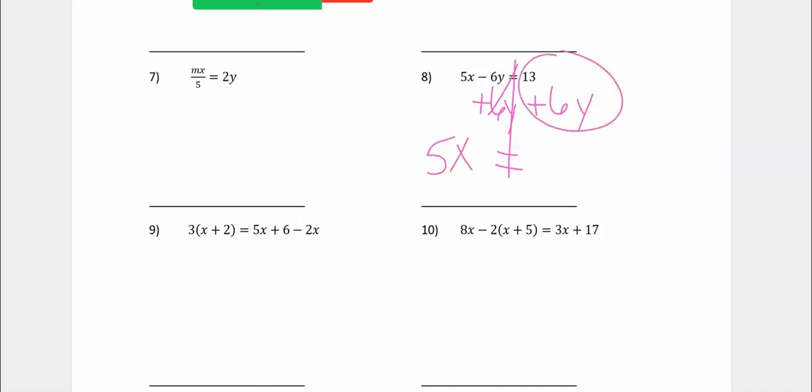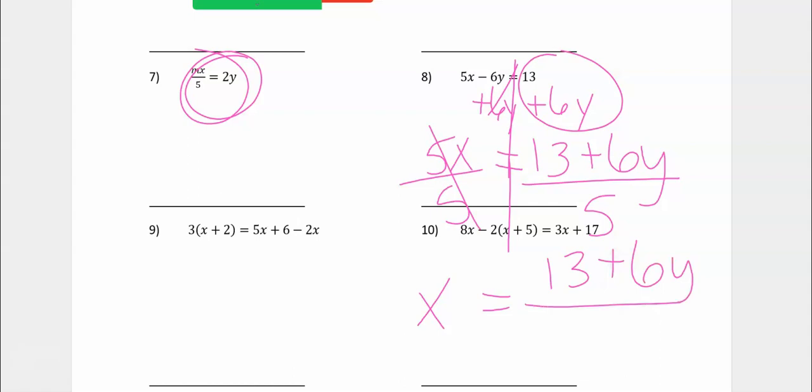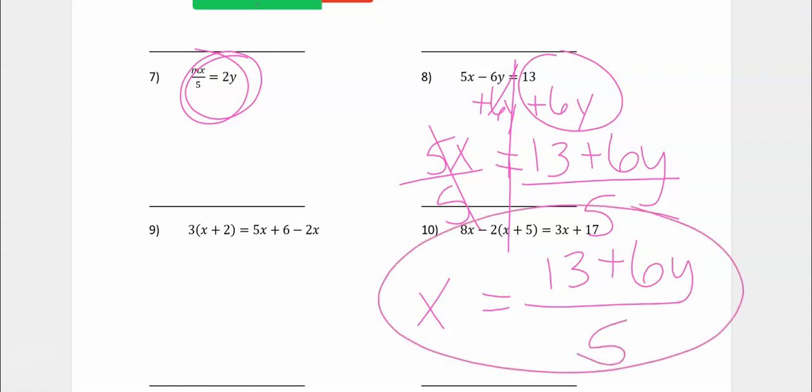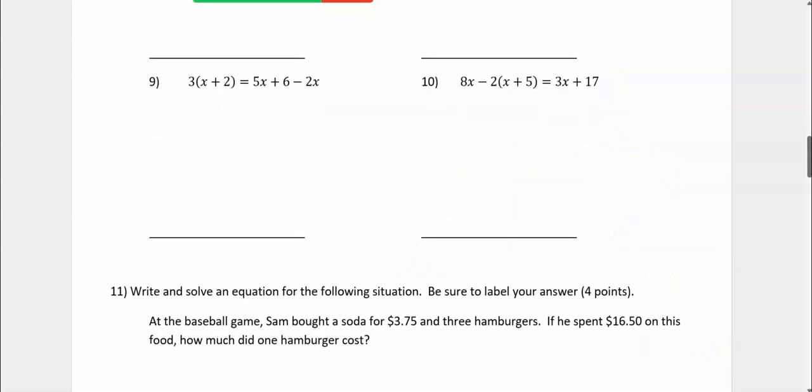When you're multiplying, like we saw on this one, you can multiply anything. But you can only add if they're like terms. 13 does not have a y on it, so you cannot combine that with 6y. You just have to leave them separate and write it 13 plus 6y. Then come over here and divide everything by 5. So x would equal 13 plus 6y divided by 5. Again, those literal equations look really bad, but once you get past that, hopefully it's not that bad.